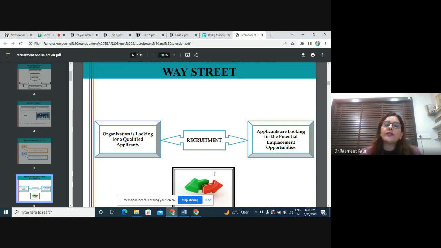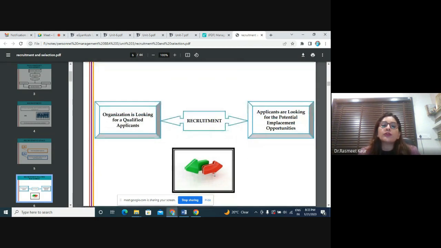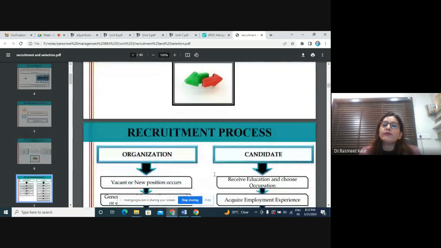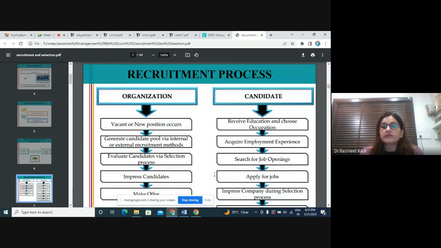When we go for recruitment, from an organization's point of view, you are looking for good people, qualified people, potential applicants having certain knowledge, skill, and ability to do a job. From the applicant's point of view, he or she is also looking for a company, a firm which gives good job opportunities, or future opportunities in that organization. So recruitment serves both of them. It is very helpful for the organization, and also for the employee or the candidate.